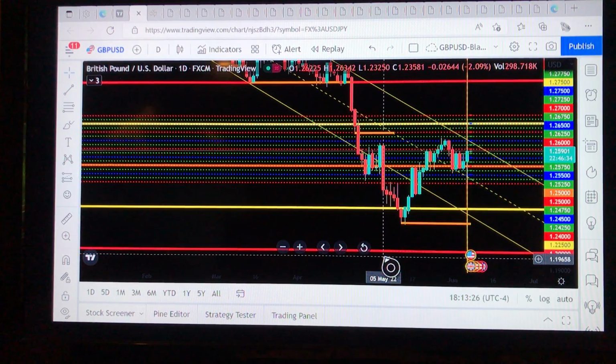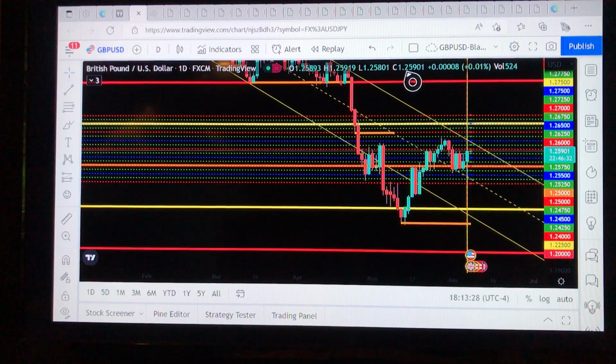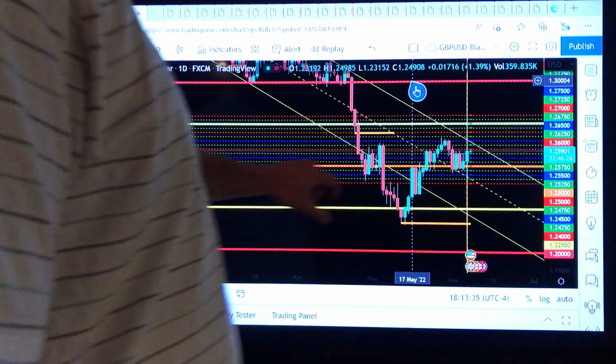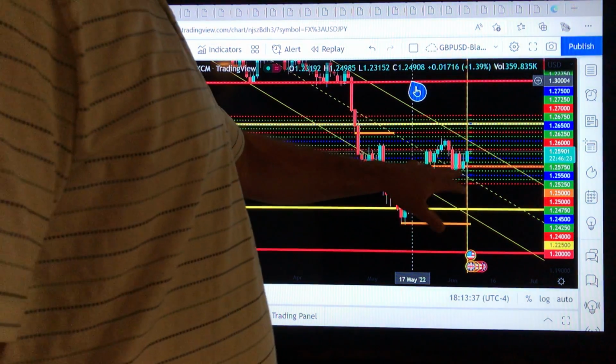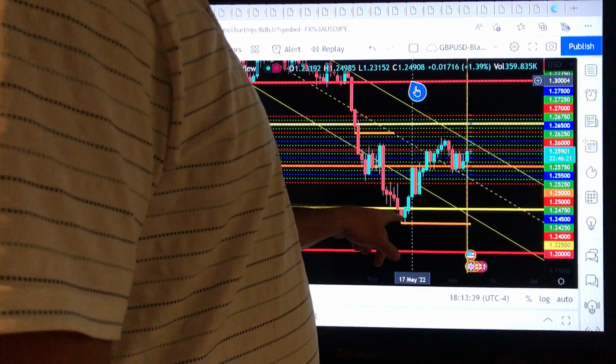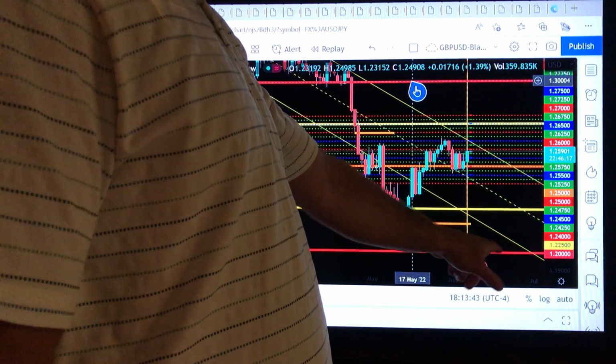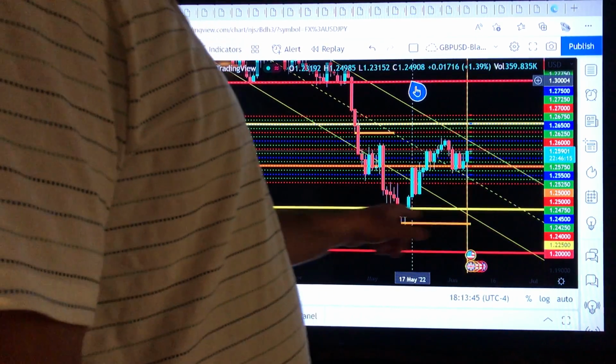See, that red line there is the 20,000. This is the 30,000. See that? And then this is the 500 level, major time frame wise. So what happened was, we never completed this. If you look, we never completed this 20,000 level.